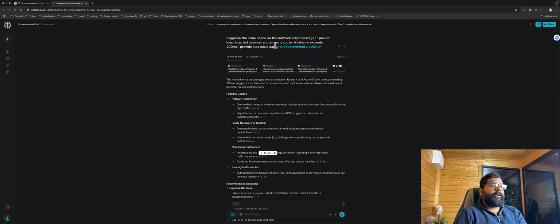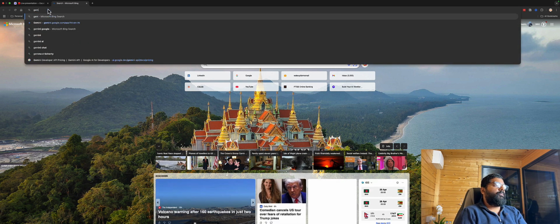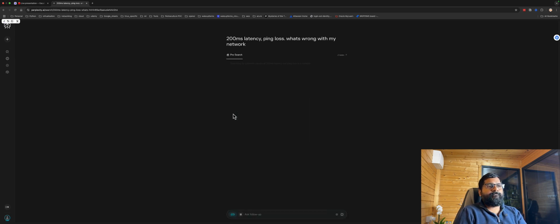Now if I go back to Perplexity again, this time: 200 ms latency, ping loss. What's wrong with my network? This is actually a very bad prompt, unless you really want to test how it behaves.